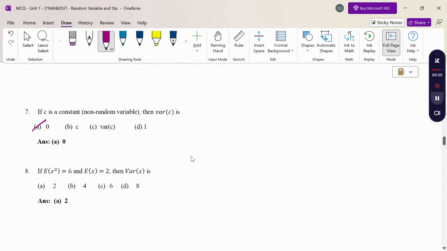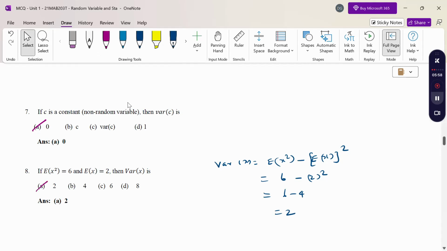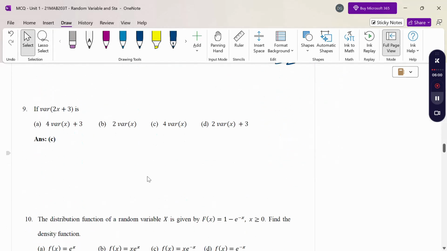Expectation of x square is 6. Expectation of x is 2, then find the value of variance of x. So variance of x is expectation of x square minus expectation of x whole square. The values are given: 6 minus 2 square, 6 minus 4, 2. The option A, 2.